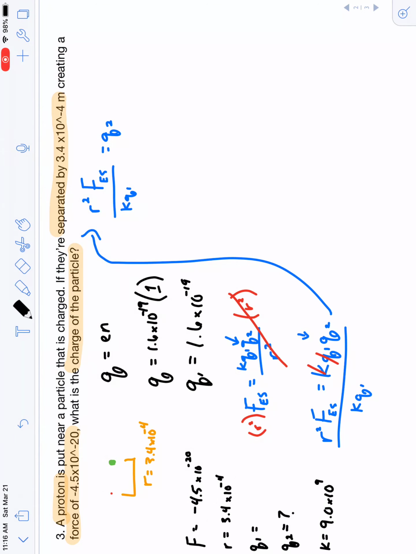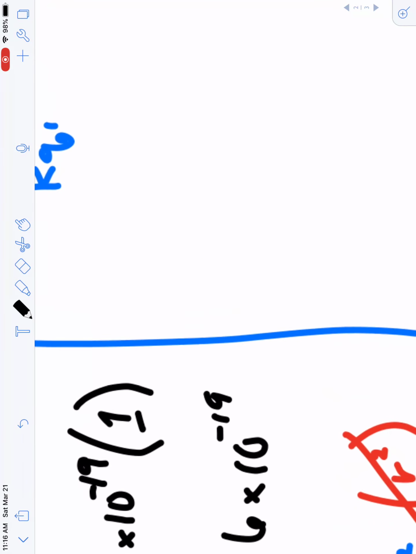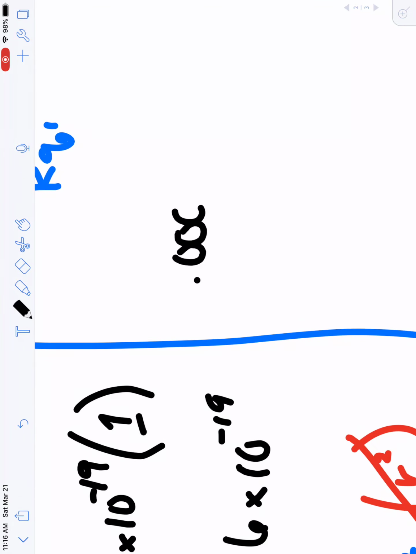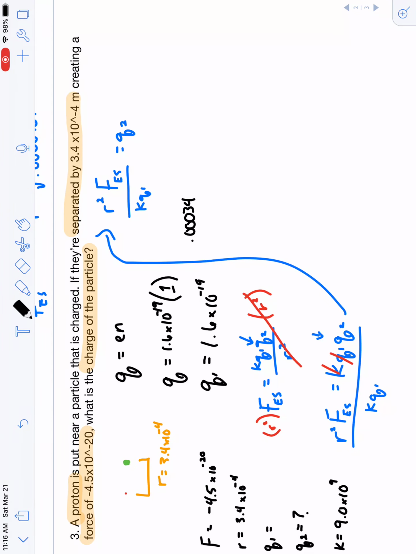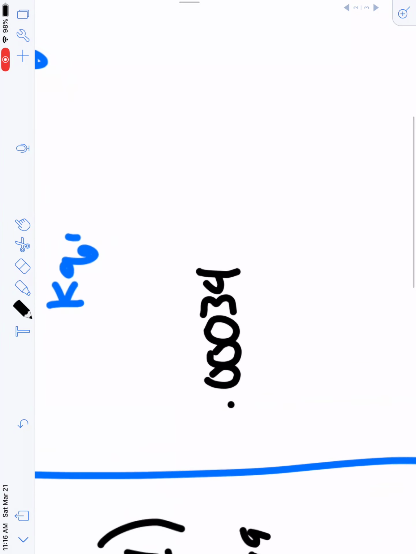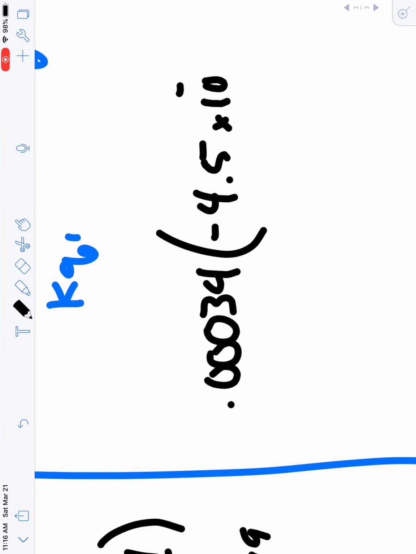All we have to do is plug in the information. The radius is 3.4 times 10 to the minus 4th power, so 3.4 squared, multiplied by negative 4.5 times 10 to the minus 20th.